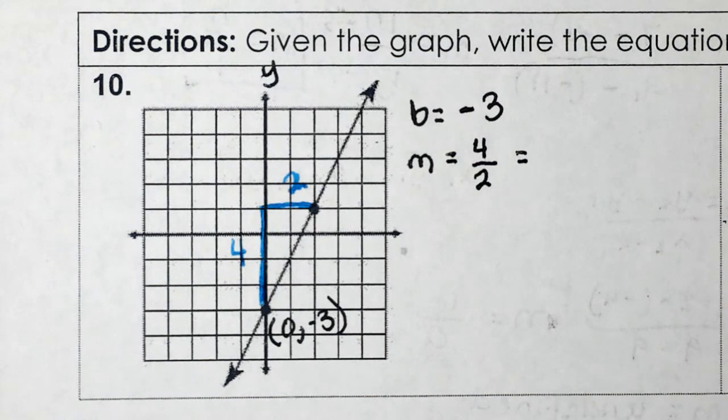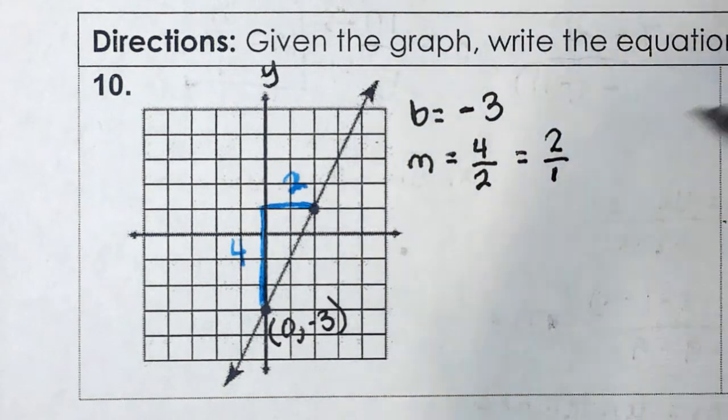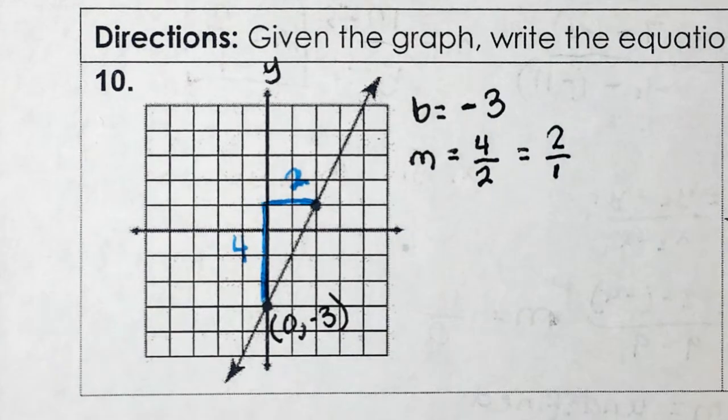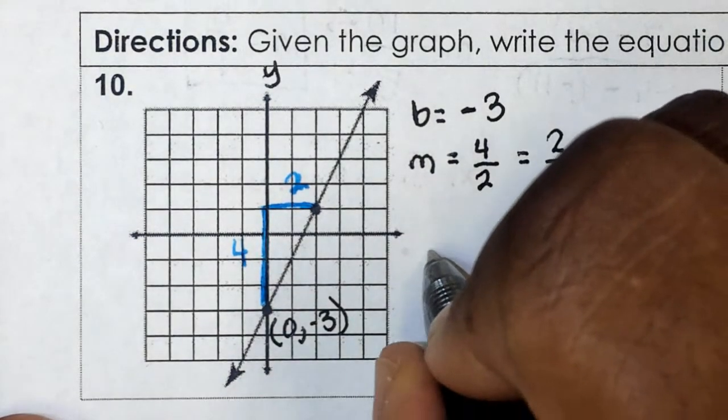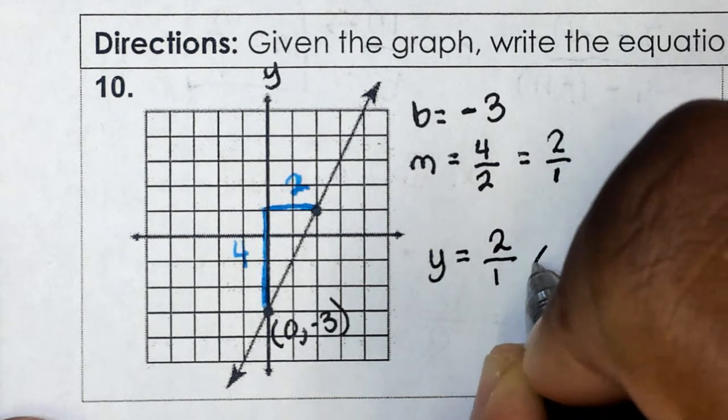4/2 can be reduced down to what? 2/1. Y'all should all know how we did that. I shouldn't have to do the division on that. So my slope for this one is 2/1. Now that I have my B and my M, I can write my equation. Jalen, what equation am I about to write? Y equals 2/1x.